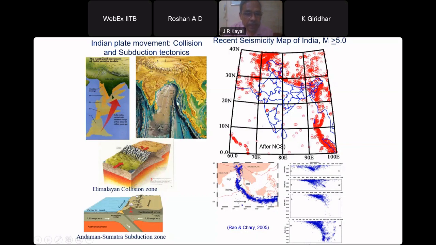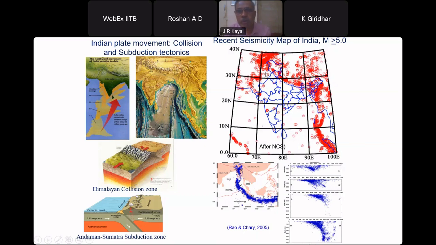And this is the Andaman Sumatra trench where the oceanic plate is subducting, and this is where the two continents are in head-on collision, as in this schematic diagram where the Himalaya has come up. In the Andaman Sumatra subduction zone, the Indian oceanic plate is subducting below, and all along this subduction zone there is a volcano line.